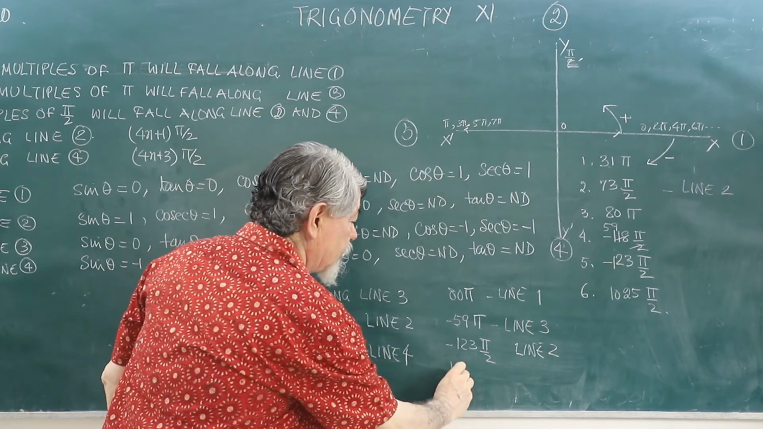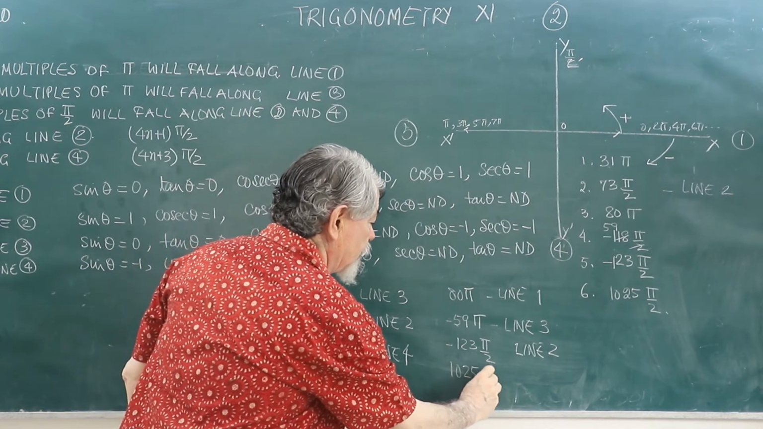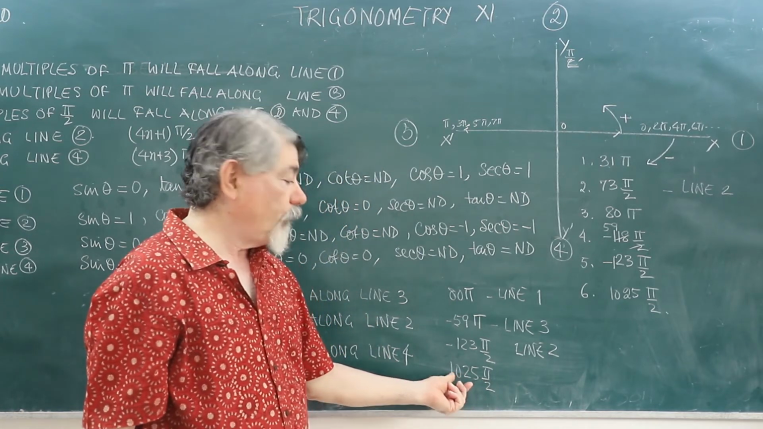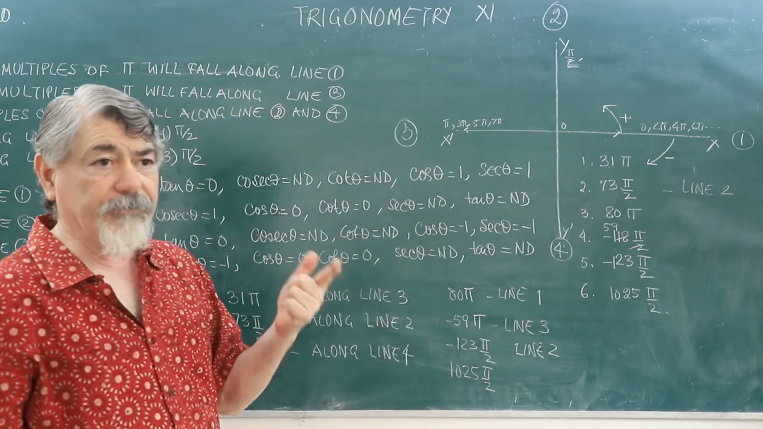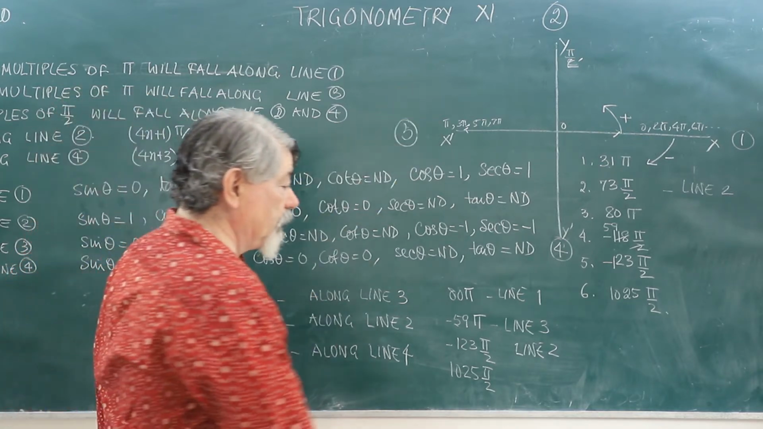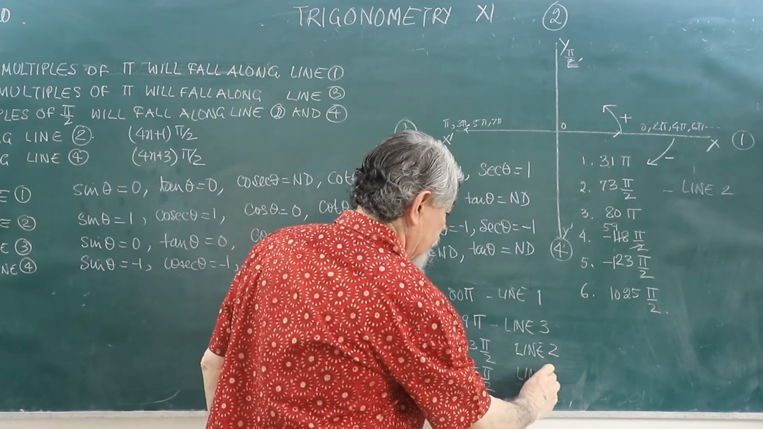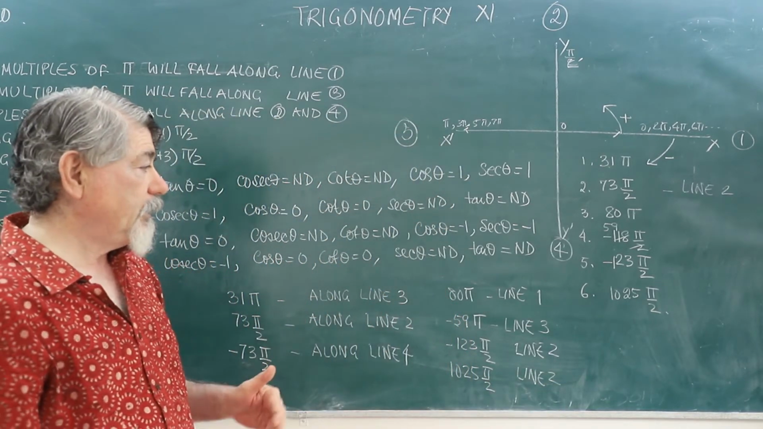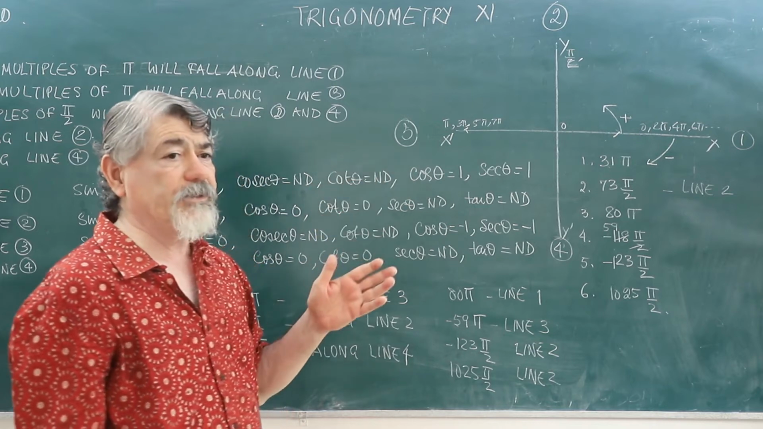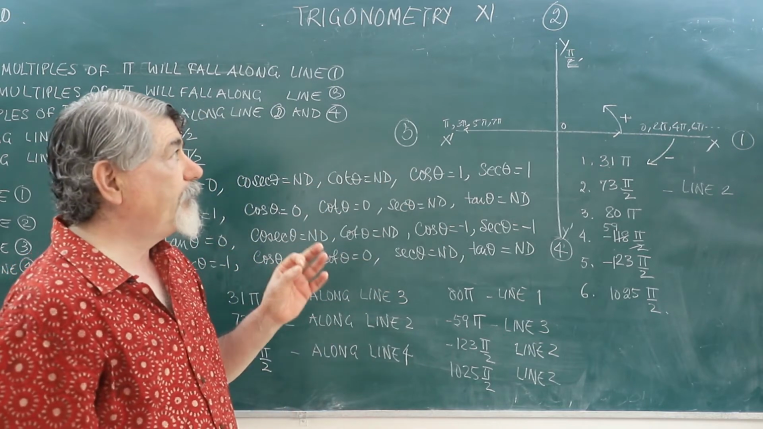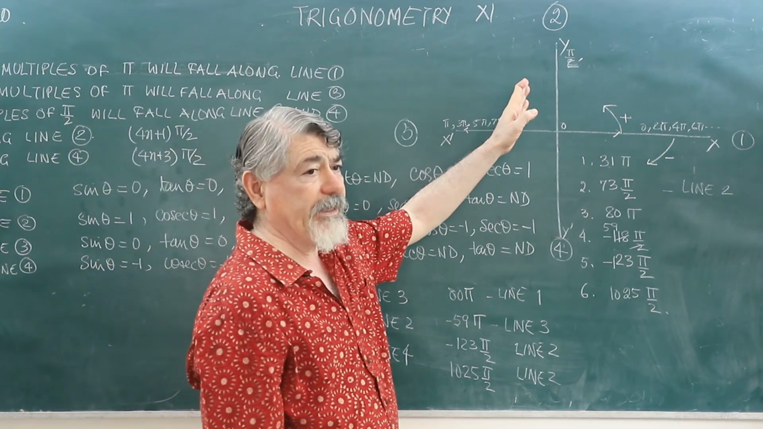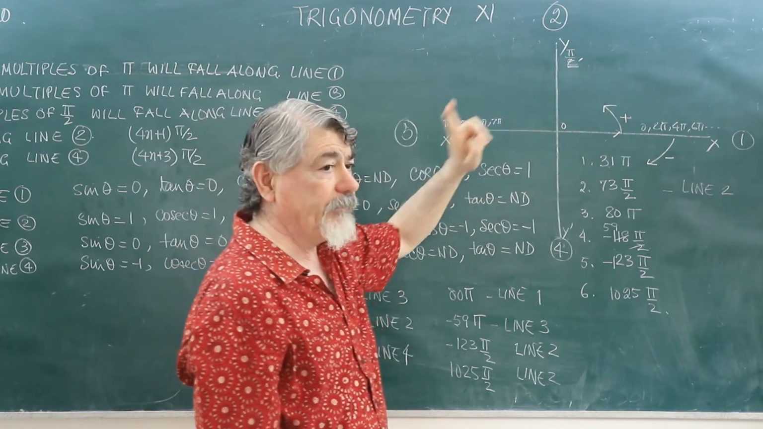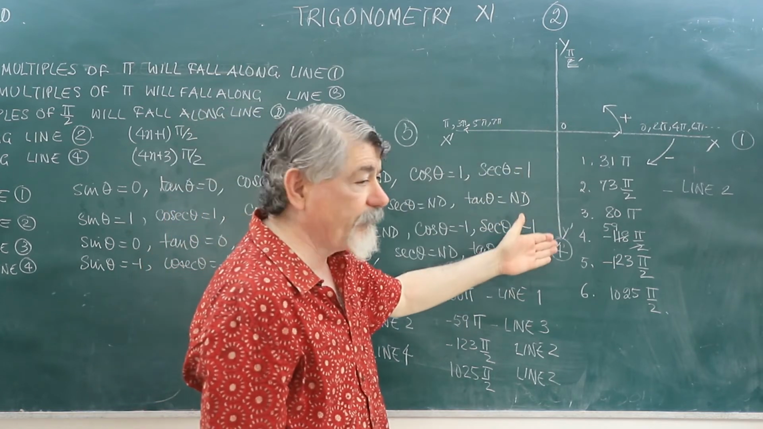And if it is 1025 pi by 2, divide the last two digits by 4, 4 6 is 24, we will get one remainder, it will fall along line 2. If positive values are there with pi by 2, simply if one remainder comes after dividing by 4, the value will fall along line 2. If 3 remainder comes, it will fall along line 4.